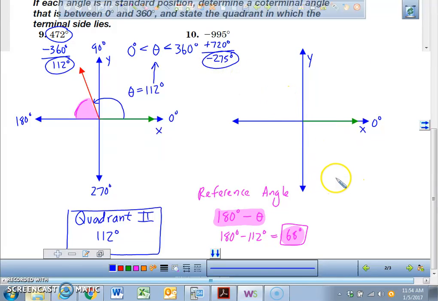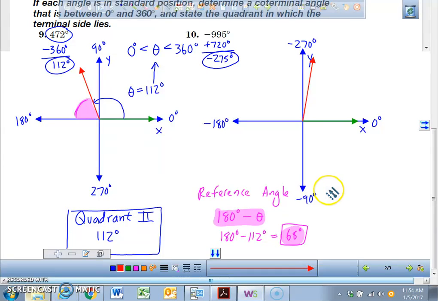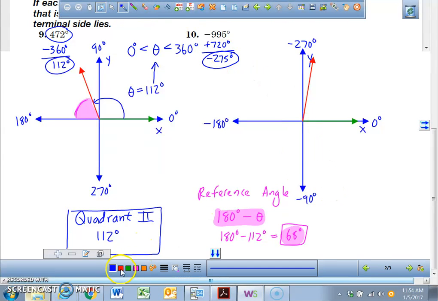Now, here's what I want you guys to do to label this. Here would be a negative 90 degrees. Here would be a negative 180. Here would be a negative 270. Just 5 degrees past that. Which quadrant would we be in? We'd be in quadrant 1. Very good. So if I go an additional 275, just barely past it, right from here to here, that's negative 275.